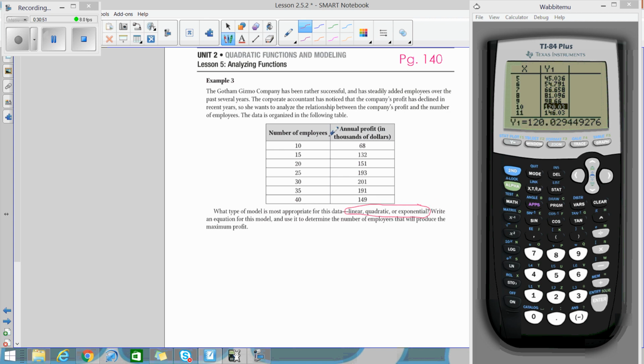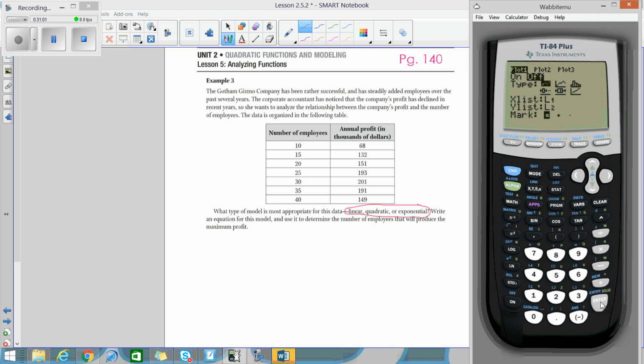Here we go. Pause the video, type this in, make sure you reset your calculator. All right, so here you go. Here's your data in your calculator. We're going to go second y equals. We're going to turn on our scatter plot. We'll go zoom 9, and boom. What does that look like?